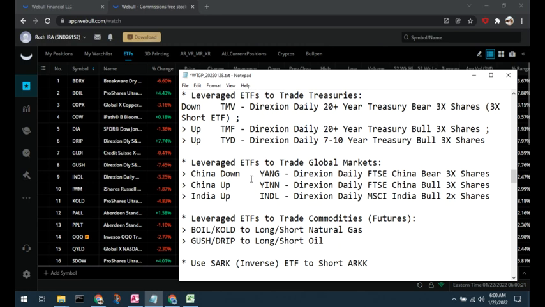When China starts running up, you can use YINN to long China, and you can use YANG to short China. So as these volatility events occur in China, there are opportunities to make money if you can nimbly jump on and long or short China.